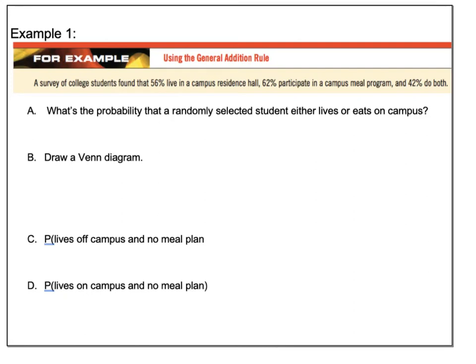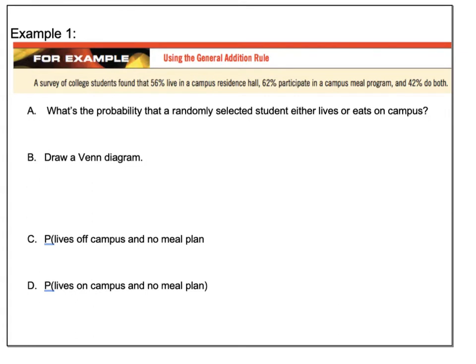We're going to look at an example from the textbook. It says a survey of college students found that 56% live in a campus residence hall, 62% participate in a campus meal program, and 42% do both. Okay, so these are definitely not mutually exclusive or disjoint events if 42% do both. So what's the probability that a randomly selected student either lives or eats on campus?